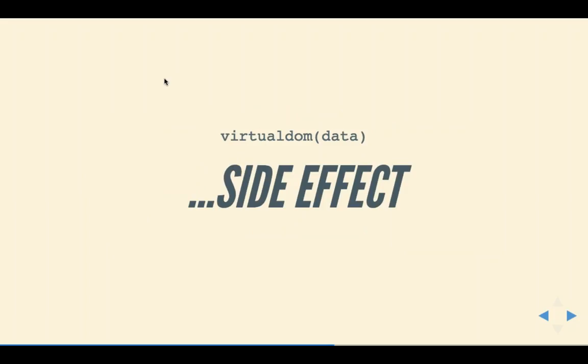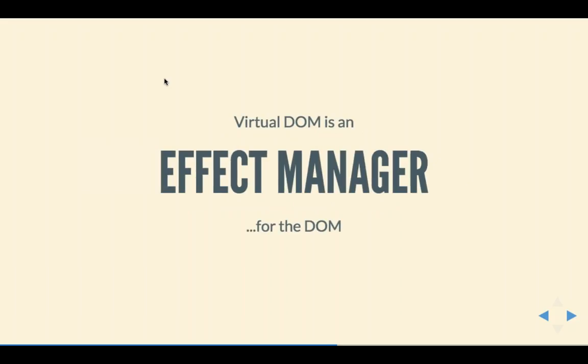You can envisage a pure render function that takes data in and returns that DOM description. The render function's still pure, but in order for it to remain pure, it needs someone to do the dirty work. And that's the virtual DOM. The virtual DOM is an effect manager, and it manages one kind of effect that is in the world, which is the DOM. But there's all kinds of other effects that we can do, like databases. Elm is an effect manager for everything. This is how an Elm program is 100% pure functions.